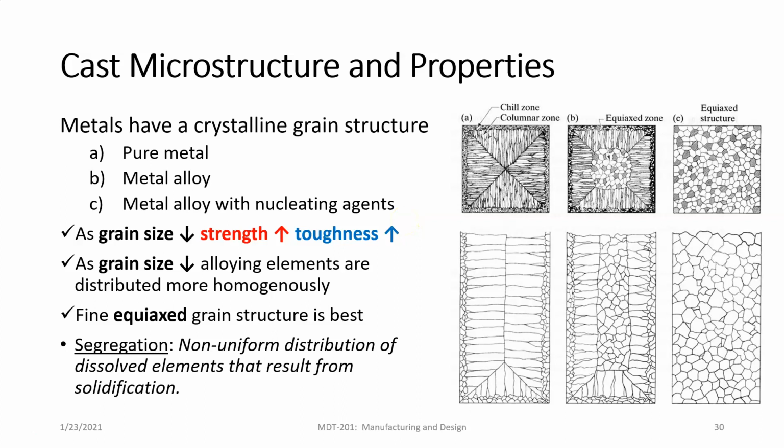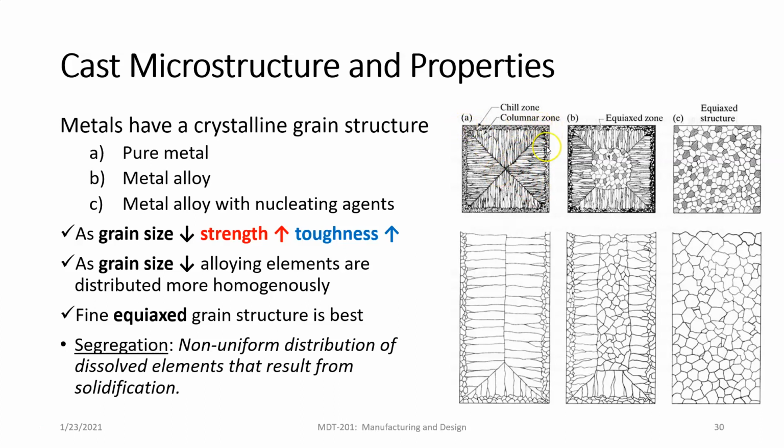All right, so a couple slides we're going to finish up with on casting microstructure and properties. Okay, so metals actually have a crystalline grain structure. If we cut a metal open and look at it under a microscope, we're going to see grains. Okay, and we want to control that grain growth. Pure metal is shown right here, right? And so in a pure metal, we're going to get all this nice grain structure. Notice how geometric it is, right?